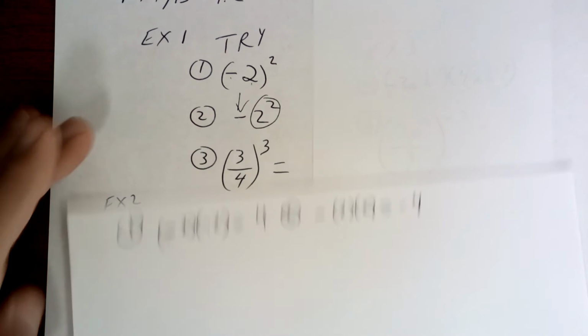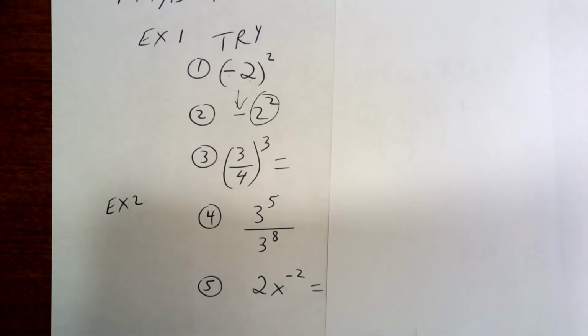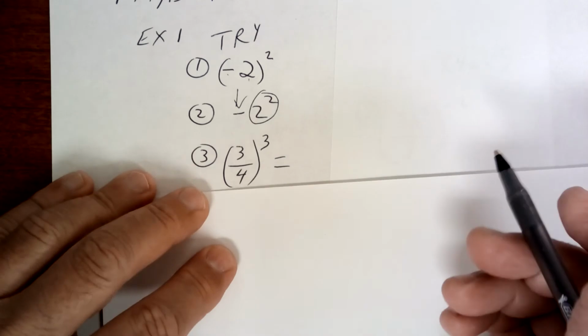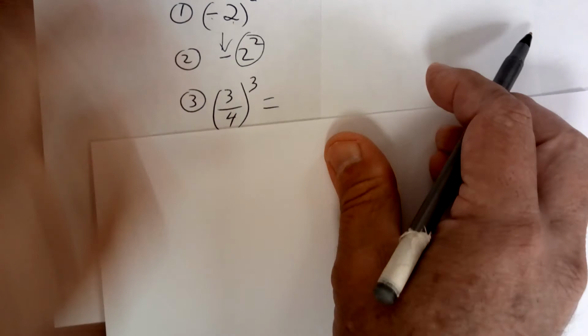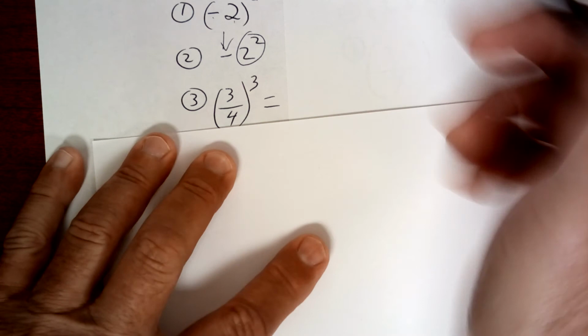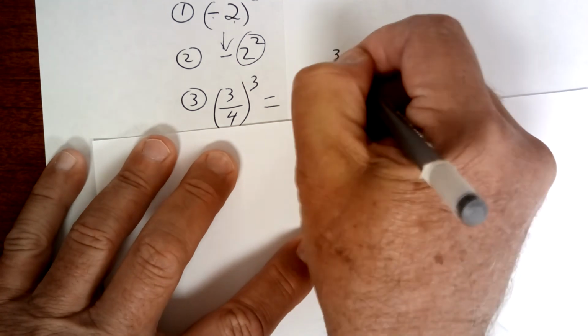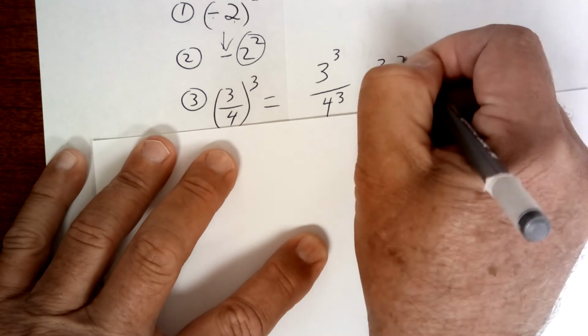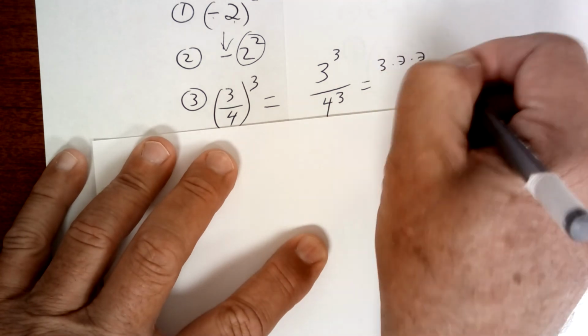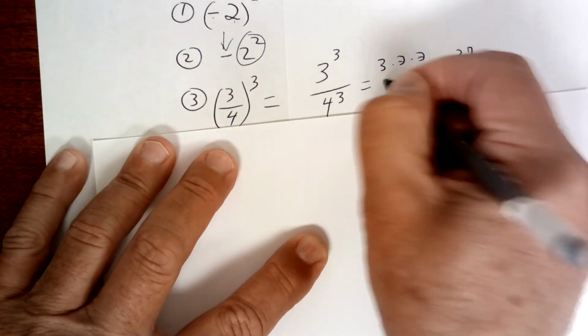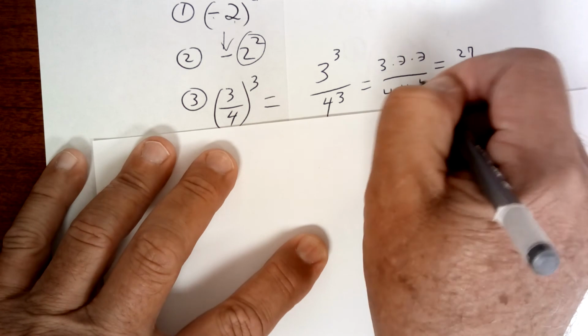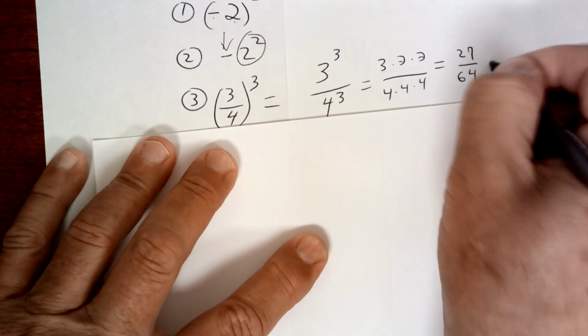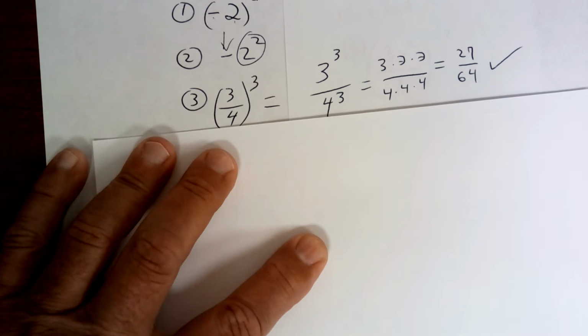Kind of tricky. This one right here, everything is going to be to the 3rd power. So on this one right here, you're going to say 3 to the 3rd power over 4 to the 3rd power. So you get 3 times 3 times 3, which is 27, over 4 times 4 times 4, which is 64. And there it is right there. Make sure you understand that.